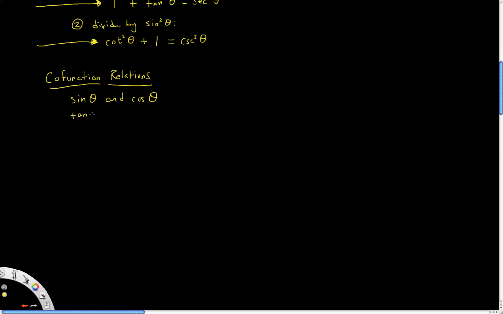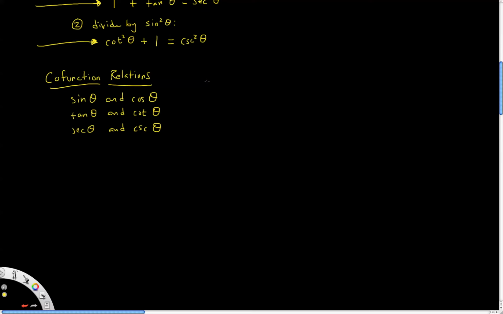We're going to pair up tangent theta and cotangent theta. And we're also going to pair up secant theta with cosecant theta. All right, so we basically have three pairs of cofunction relationships, or cofunctions. And then we need to talk about how these are related to one another. And the idea there is what happens for their complementary angles.